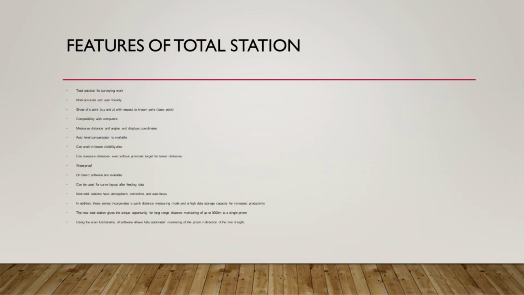Here are the features of total station. Total solution for surveying work. Most accurate and user-friendly. Gives off a point x, y, and z with respect to known point, base point. Compatibility with computers. Measures distance and angles and displays coordinates. Auto-level compensator is available. Can work in lesser visibility also. Can measure distances even without prismatic target for lesser distances.